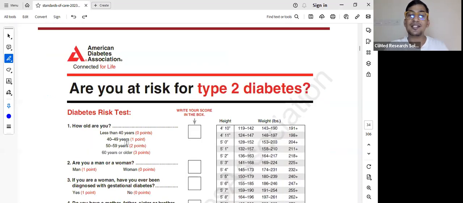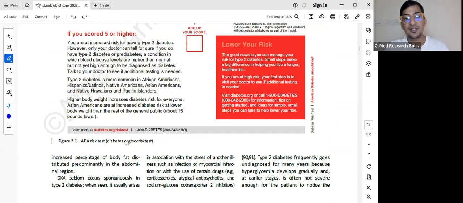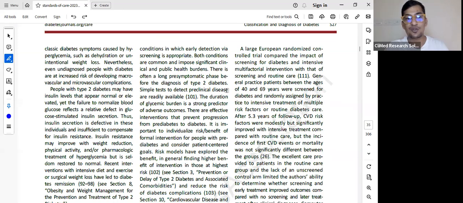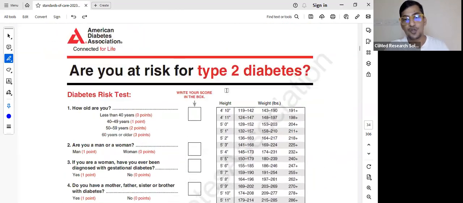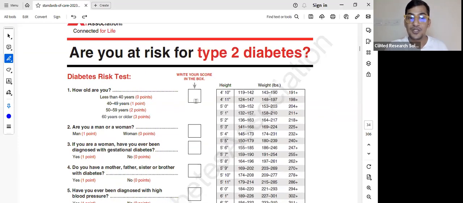And how can you understand if you are at risk of diabetes or not? They have given the scoring system. You can check yourself, your relatives, and other people, whether they are at risk of diabetes or not. How old are you? It will give you a point here. If it is less than 40 years, 0 points. If it is 40 to 49 years, 1 point. If it is 50 to 59 years, 2 points. If it is more than 60, 3 points.